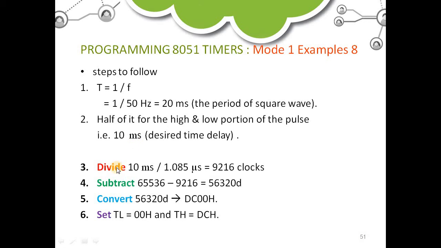The next step is we need to divide this desired delay by 1.085 microseconds. With that we are going to get 9216. Now subtract this 9216 from 65,536, with which we are going to get 56302, which is in decimal. At the next step we convert this value into hexadecimal, and that's going to be DC00H. Now load this DC00H to TL and TH registers, DC to TH and 00 to TL.